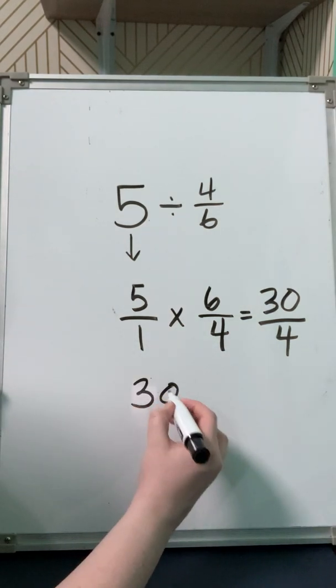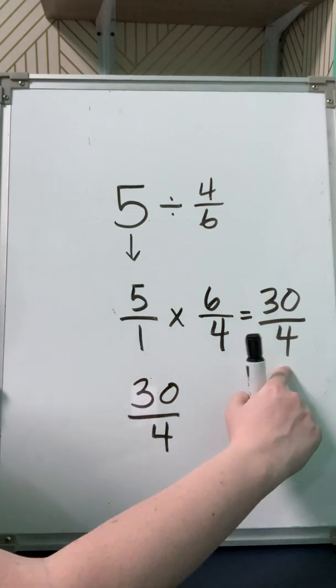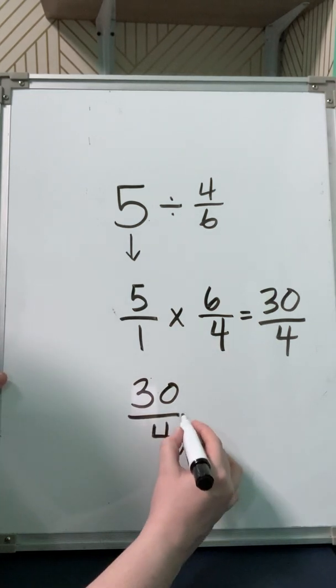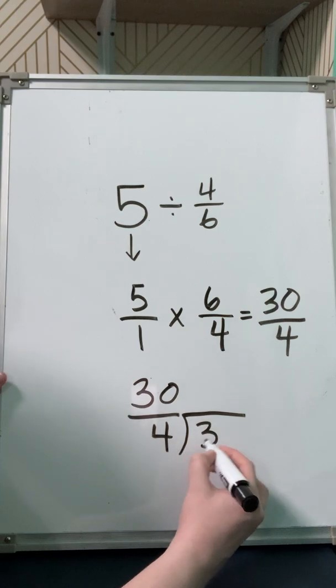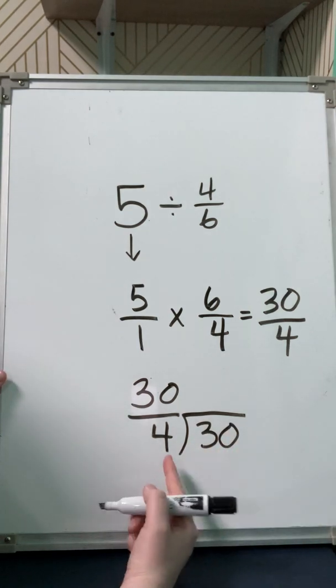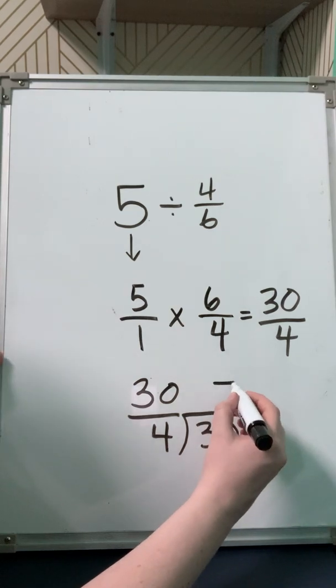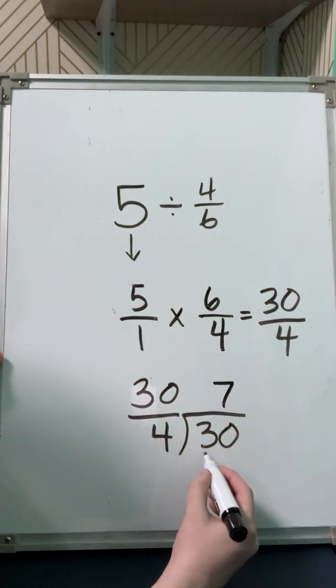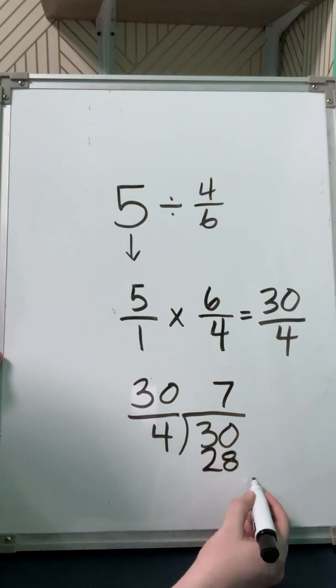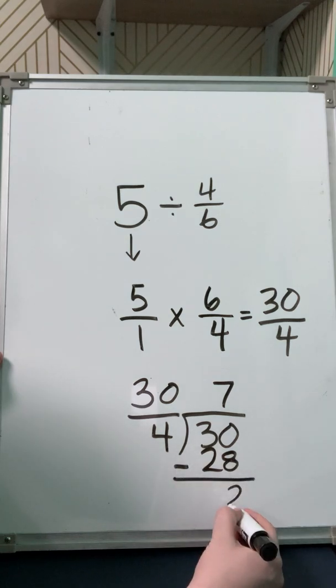So again, here we end up with an improper fraction, so all we have to do is change that into a mixed number. I'm going to rewrite it down here because I didn't have a lot of room over here. Okay, so we're going to write our division bar, bring that 30 inside. Now we're going to say, well, how many times does 4 go into 30? It goes in 7 times. 4 times 7 is 28. I'm going to subtract, and we end up with 2.